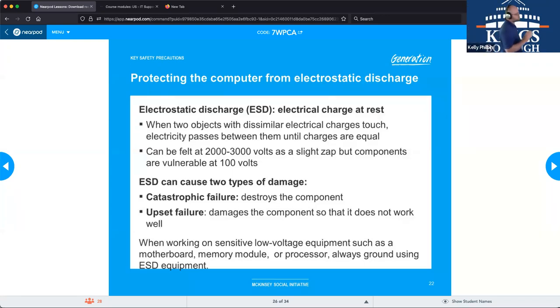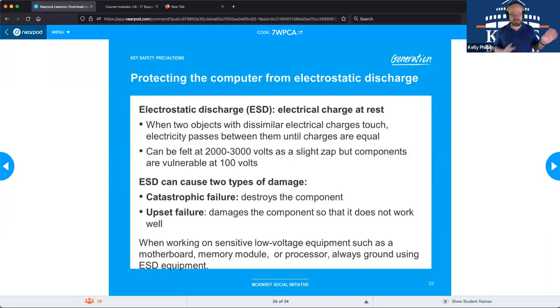So you can destroy a computer component with as little as 100 volts. That's it, 100 volts, and that can destroy a chip. It can overload it and fry it.